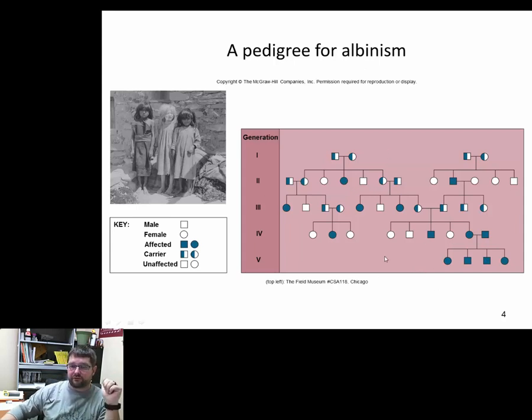Is it sex-linked? It doesn't appear to be, because both males and females can have the disorder, and it seems to be about the same ratio. Okay? So this genetic disposition, or being albino, is either male or female, and it seems to be about equal opportunity kind of thing.